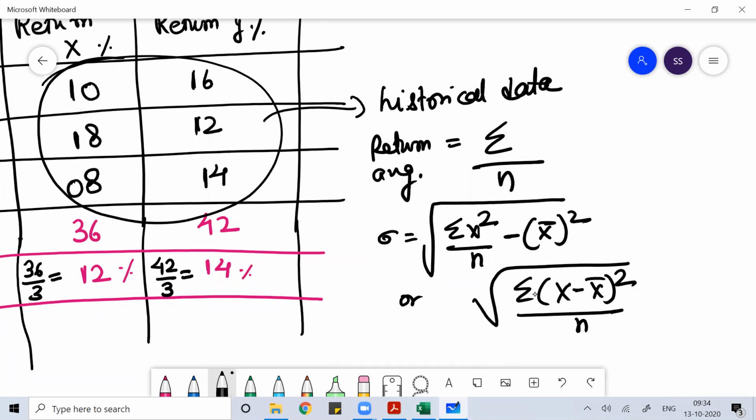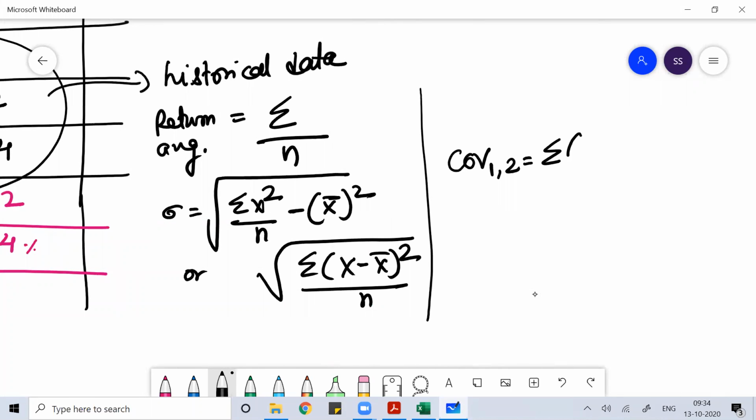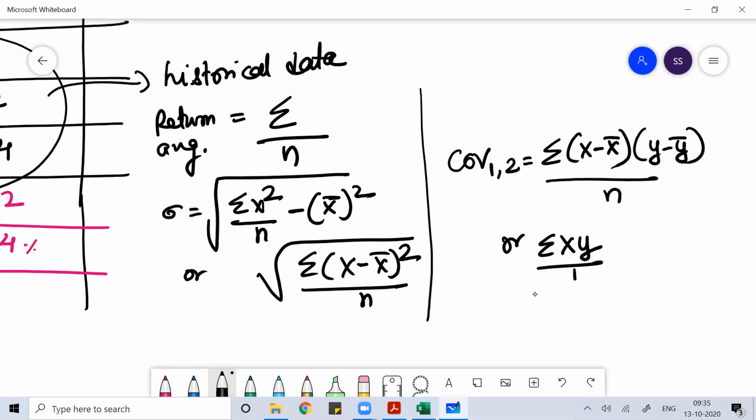You calculate your standard deviation by this formula, and you calculate the covariance by the formula summation of x minus x bar into y minus y bar by n, or by the formula summation of xy by n minus x bar into y bar. Use any formula, you will get the covariance and standard deviation.